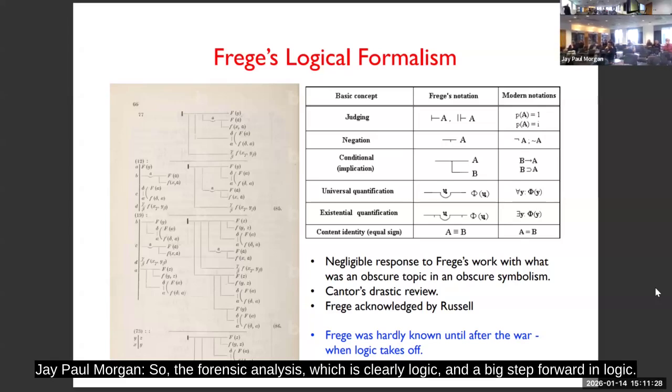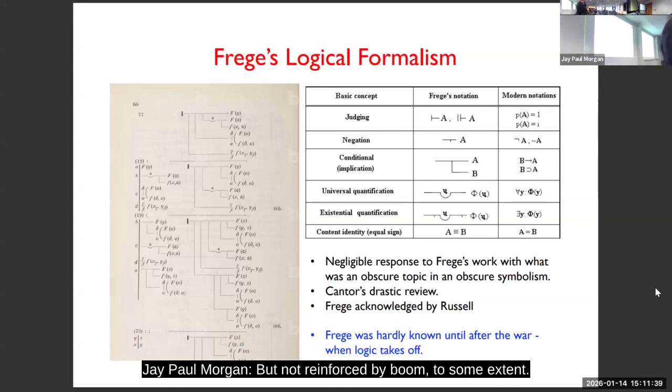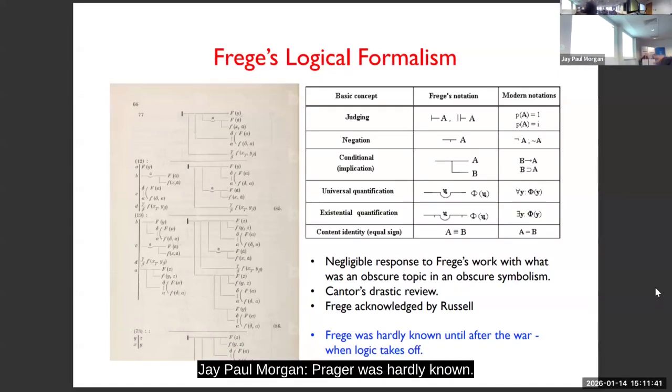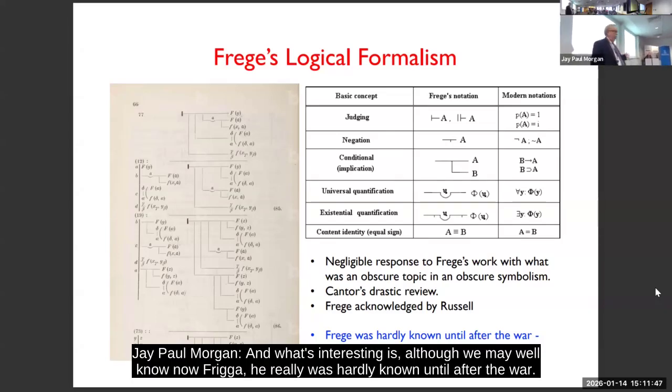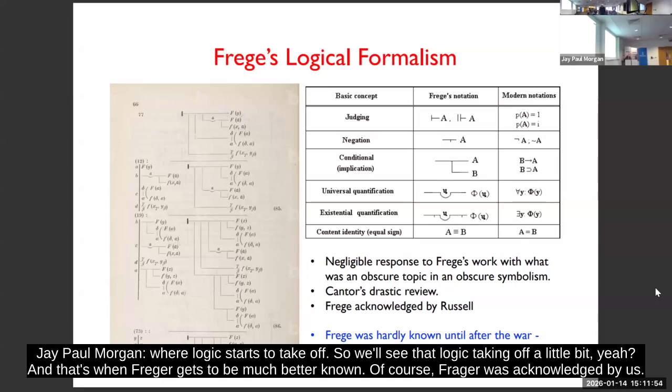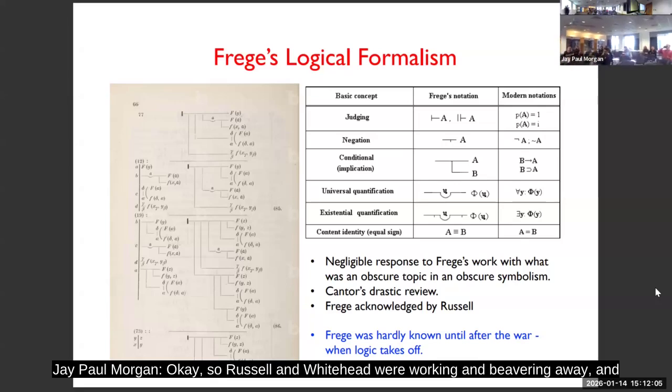So the forensic analysis, which is clearly logic and a big step forward in logic, because obviously from Aristotle onwards and the medievalists, logic is essentially propositional and not reinforced by Boole to some extent. Frege was hardly known. And what's interesting is, although we may well know Frege now, he really was hardly known until after the war, when logic starts to take off. So we'll see that logic taking off a little bit here, and that's when Frege gets to be much better known. Of course, Frege was acknowledged by Russell.